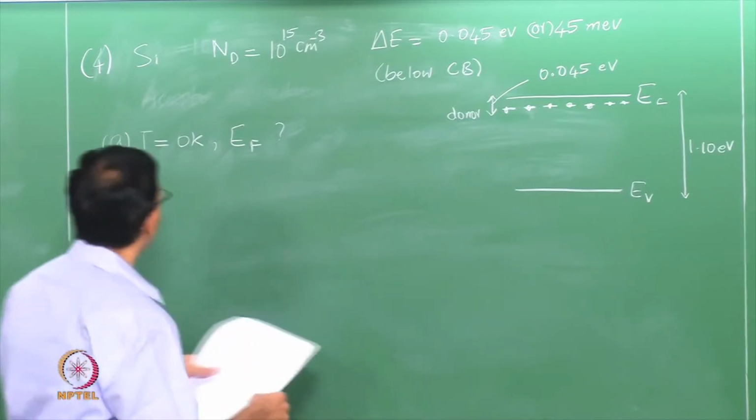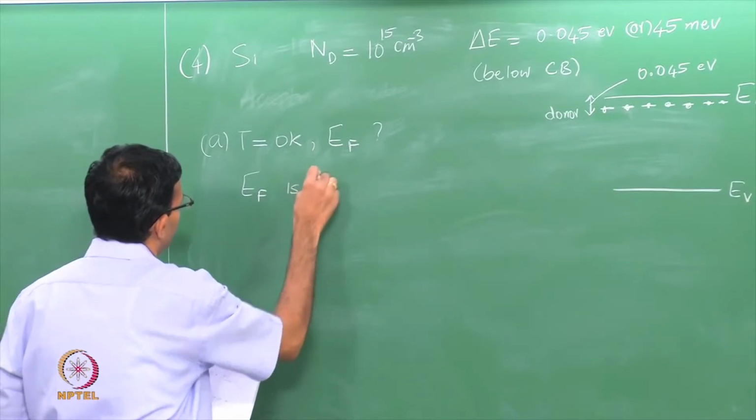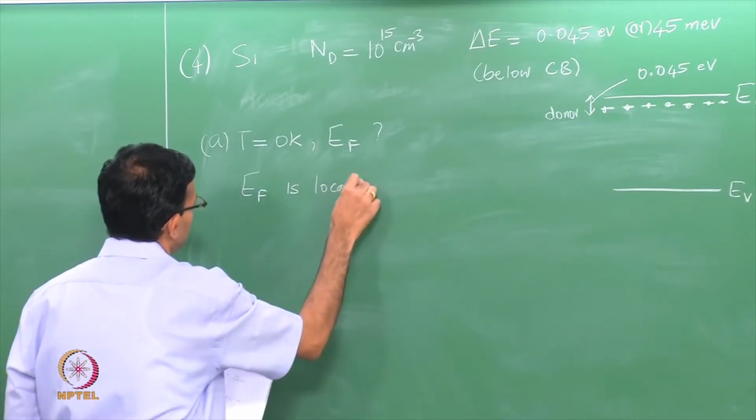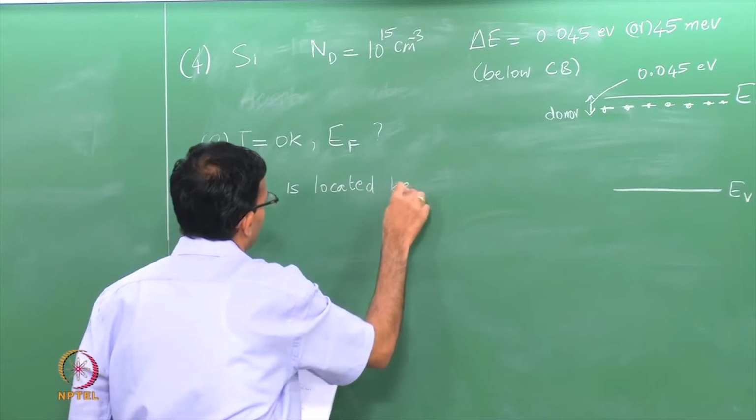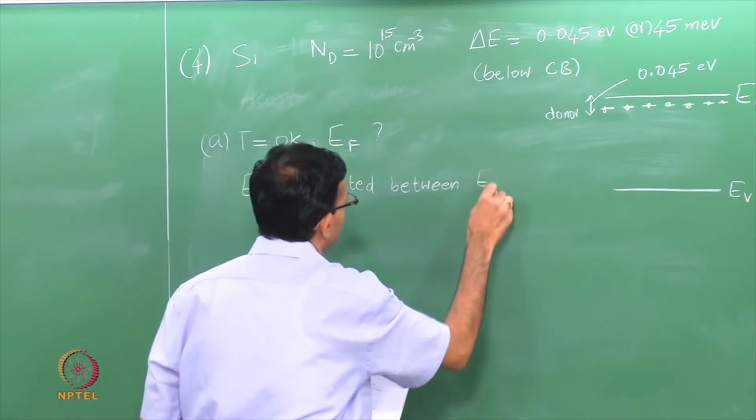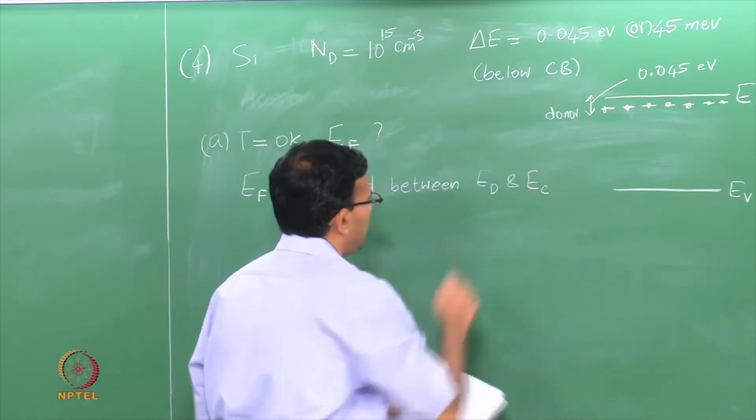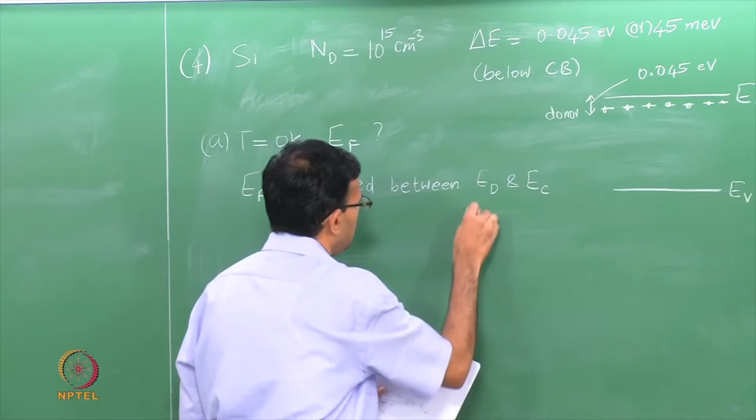In this particular case EF will be located between the donor level ED and the conduction level EC. So, this is nothing but your donor level.